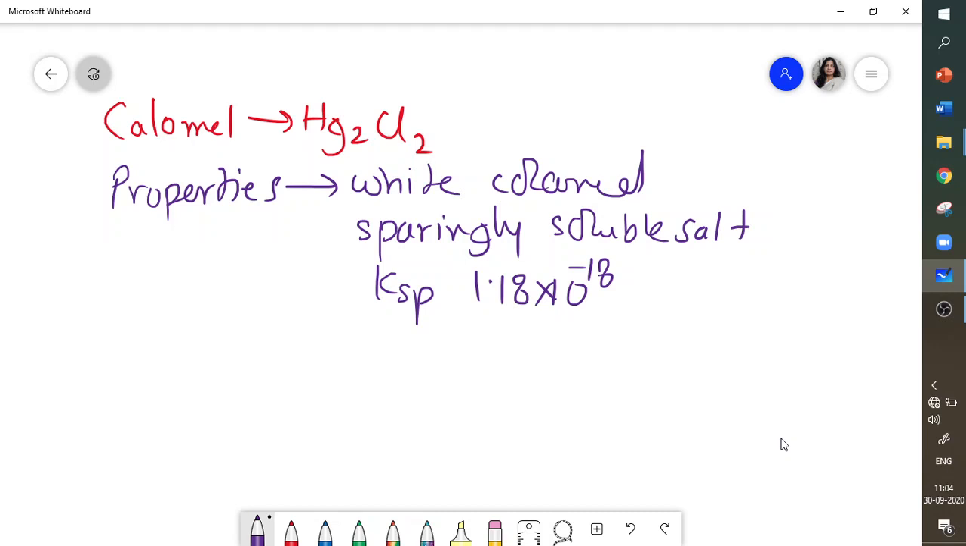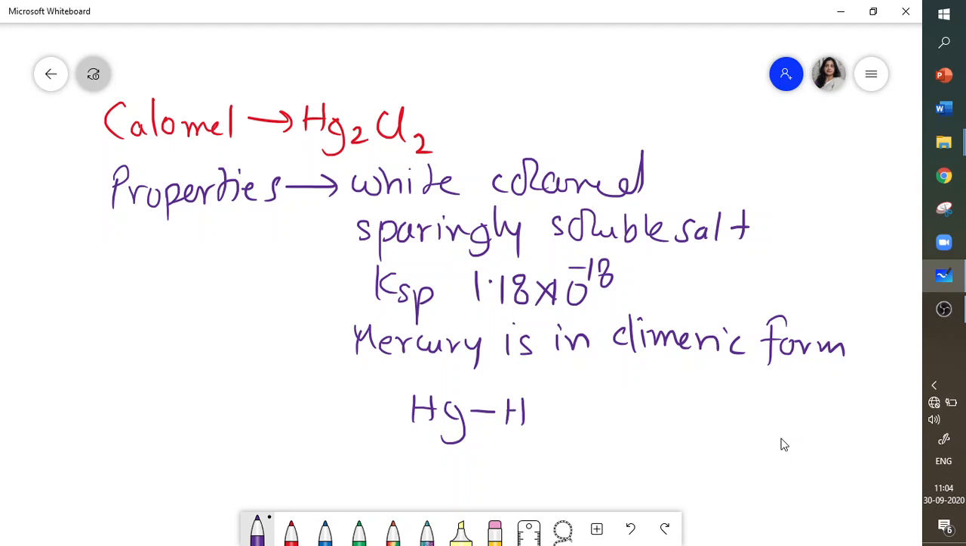Again, one of the important properties is that mercury here is in dimeric form. This is the dimeric form of mercury, Hg bonded to Hg, with a plus charge on this mercury and a plus charge on this mercury. So those are some of the properties of this one.